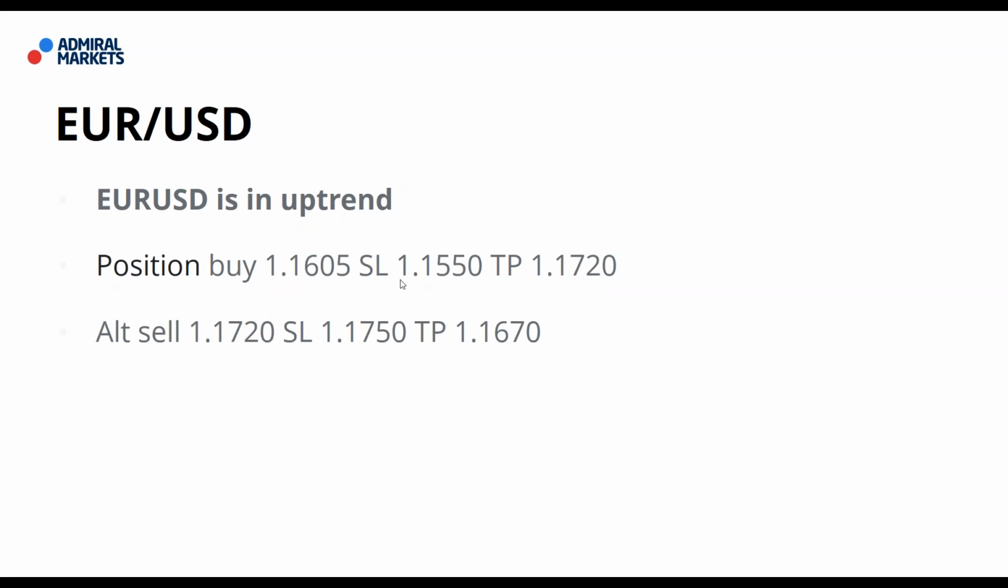1.1605 buy position, stop loss 1550, TP 1720. Okay, so that was the position that I published today. It was a bit, as I say, we had some sort of a pullback, but I still think that euro dollar could make even more of a pullback. Just in case, I will show you.